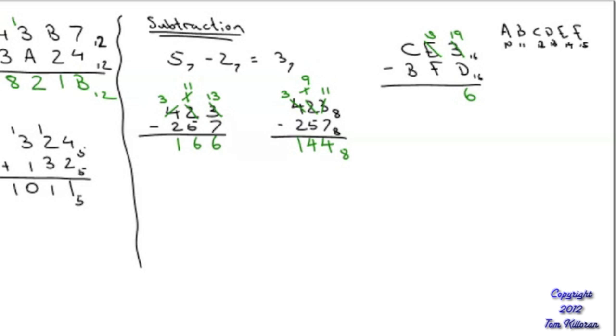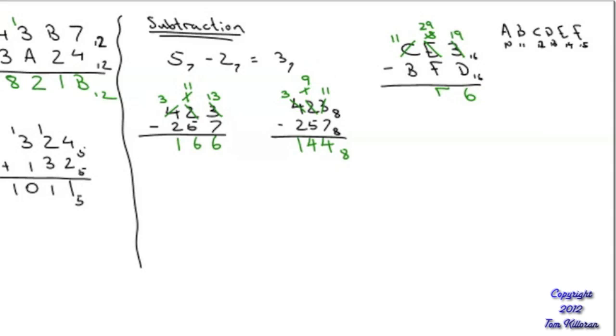Next, 9 minus F, but F is 15, is too big. So I have to borrow 1 from the C, making it 11, because C is equal to 12. If I borrow 1 from the C, it becomes our 11. But the 9 now gets 16 more, which makes it 25. So it's 25 minus F, which is 15, is 10, which is A. And 14 is E.